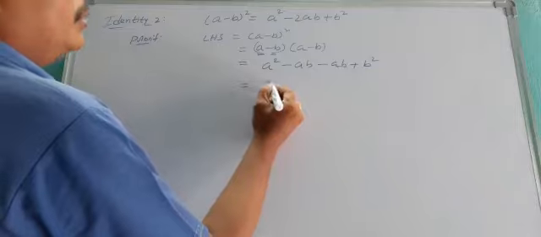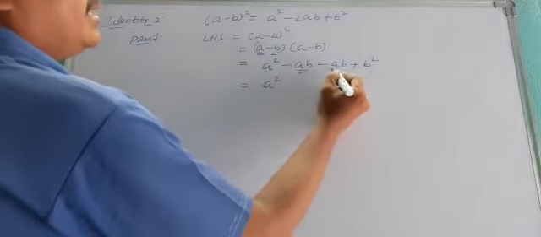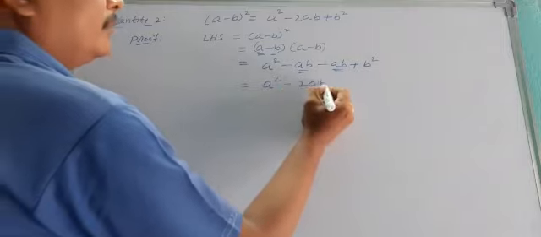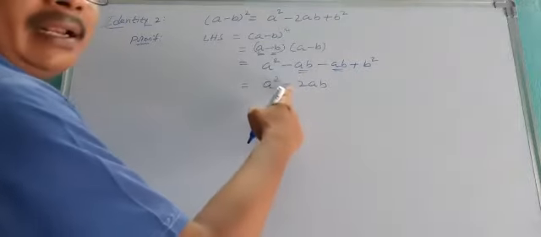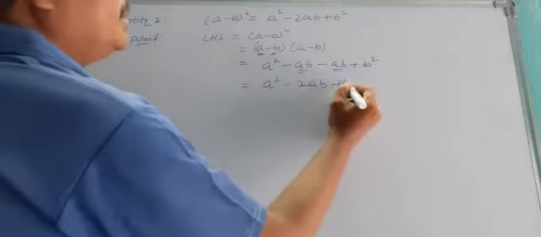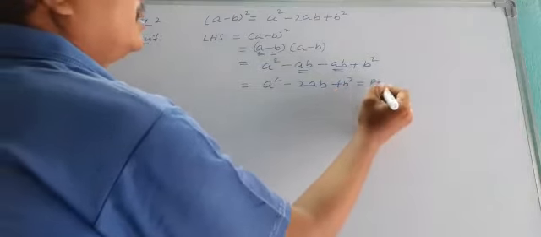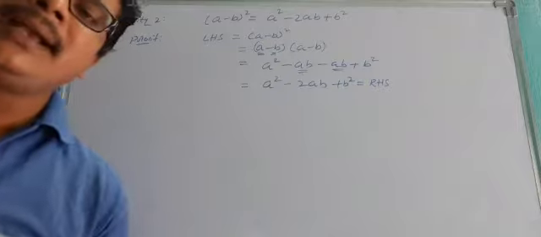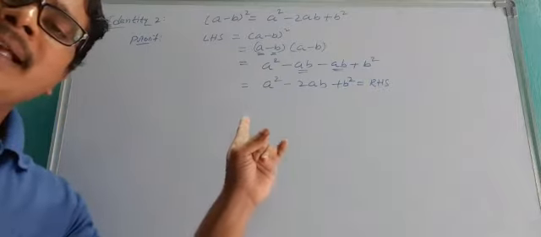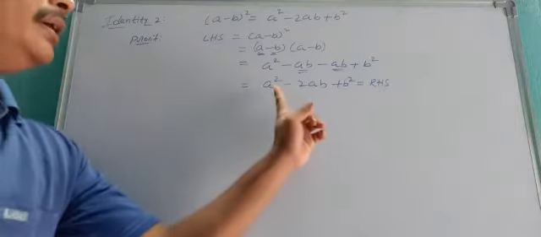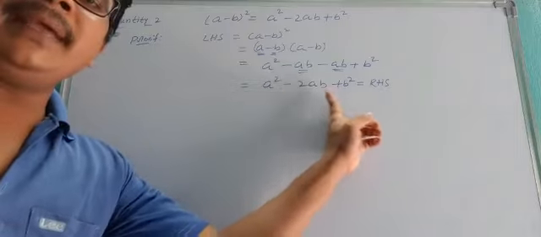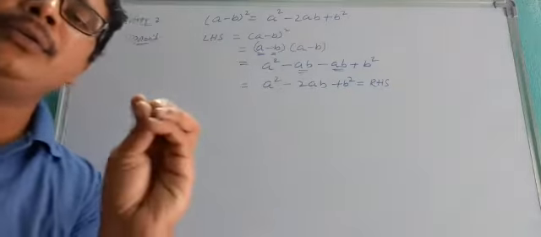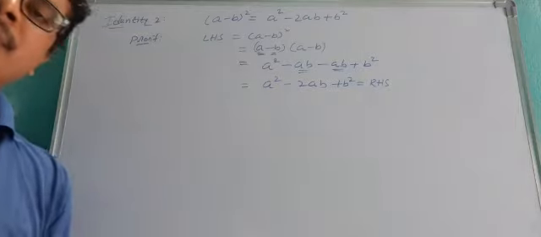That equals a square minus ab minus ab, so minus 2ab, plus b square. You get the RHS. So hence we proved this second identity: (a minus b) whole square equals a square minus 2ab plus b square. With the help of this identity we have to do some of the problems.